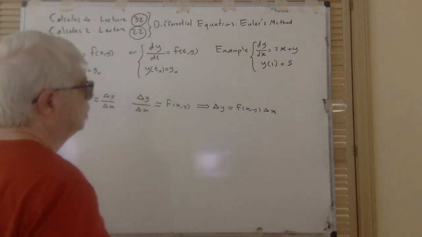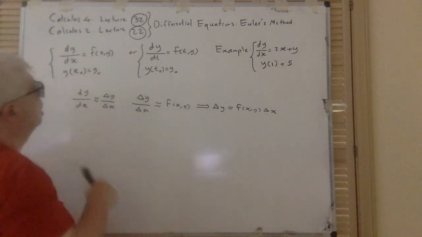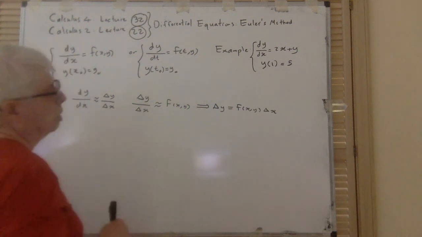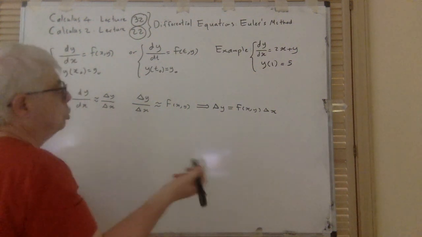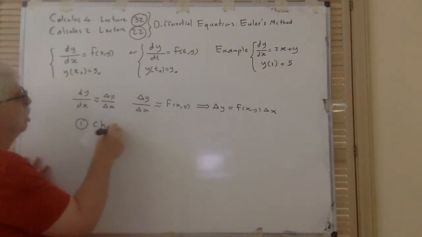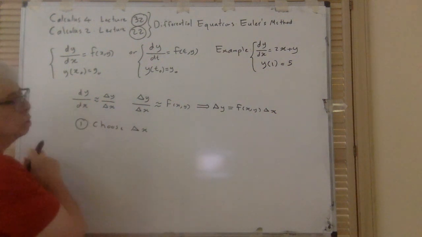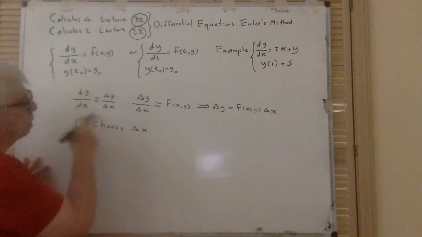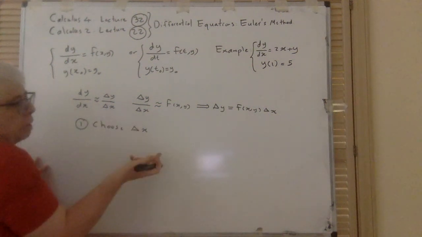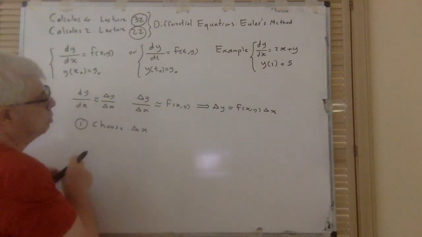Okay. Then if I start at x0 with the value y0, I have to choose some delta x. So, choose delta x. You see, delta x in this situation goes to 0, right? So delta x technically approaches 0. But here, what does approaching 0 mean for the computer? So we have to choose some delta x.